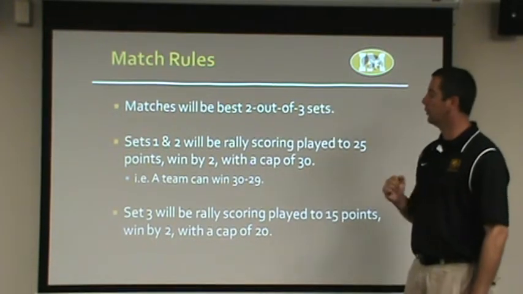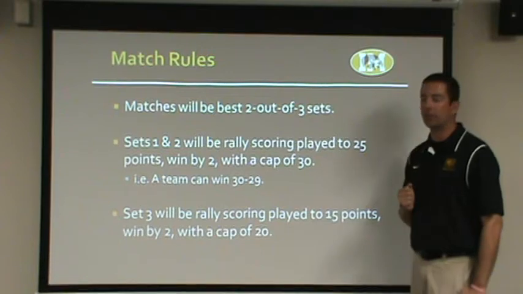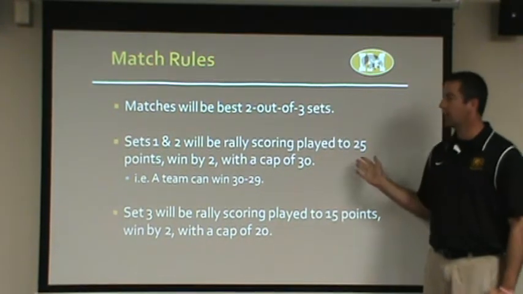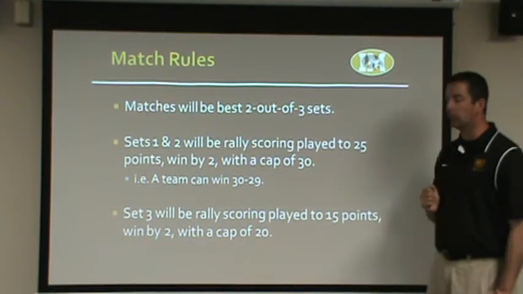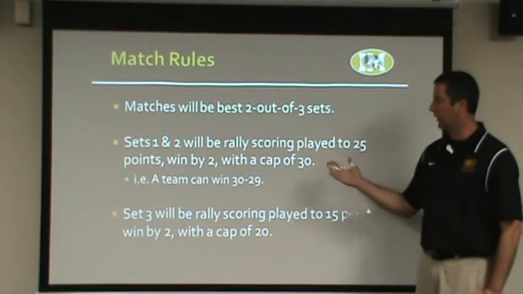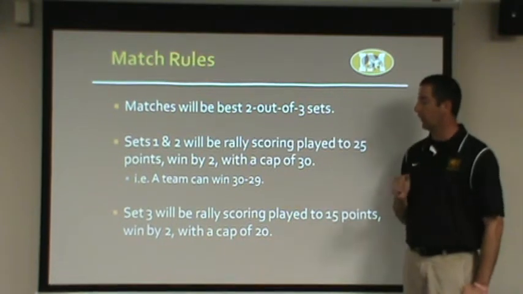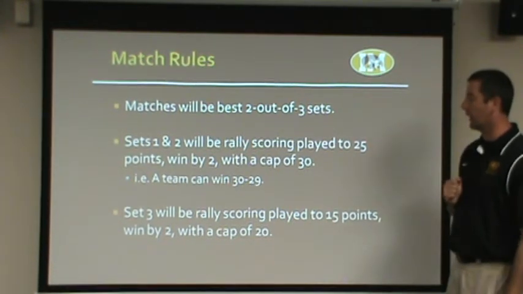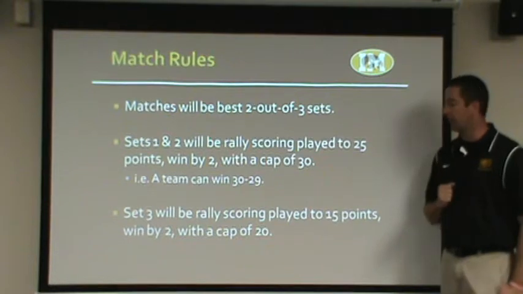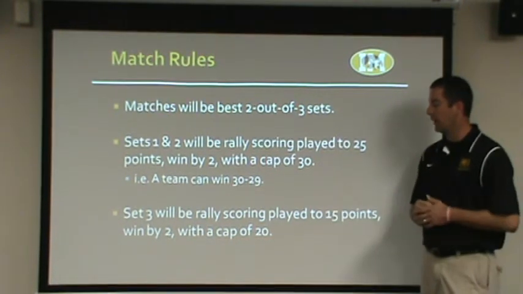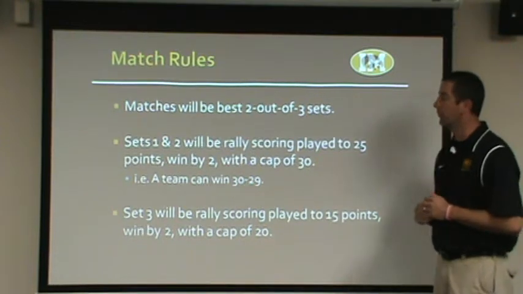Some of our match rules: we're going to play matches best 2 out of 3 sets. The first 2 sets we're going to play rally scoring to 25 points, win by 2 with a cap of 30. So therefore, if you get that far, a team could win a match 30 to 29. Then in set 3, if we get that far, we'll have rally scoring playing to 15 points with a cap of 20, still win by 2.